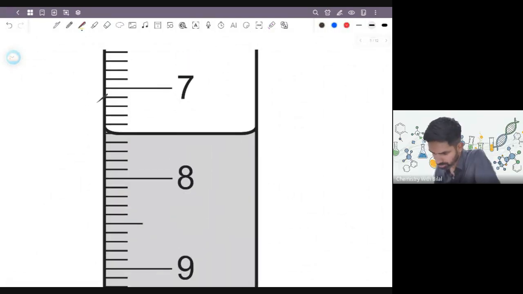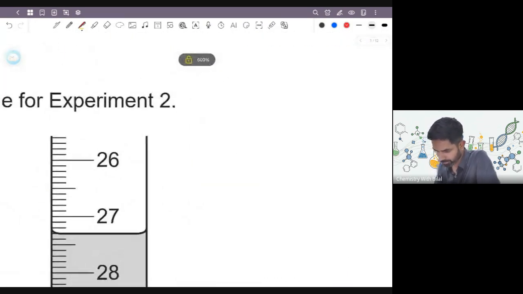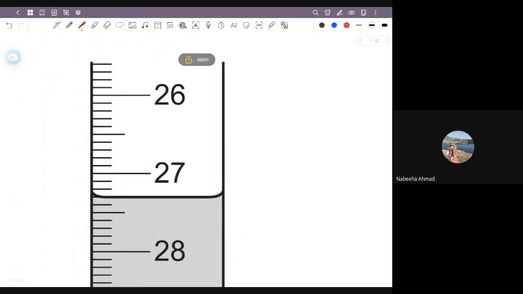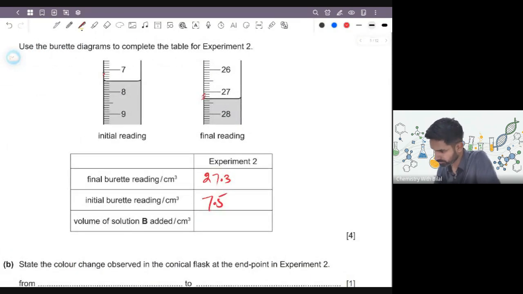1, 2, 3, 4. Yeah, it is exact 7.5. This is the initial reading. And what is the final reading, guys? 27.3. Yeah, so this has to be 27.3. So what will be the difference? So 27.3 minus 7.5, 19.8. तो कौन सी रॉकेट चीज की है जिसके आपको 4 मार्क्स मिल गए अभी तक?